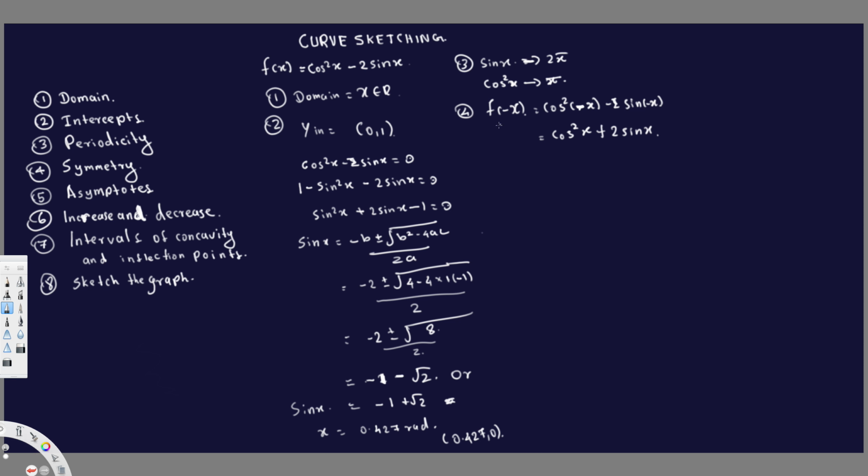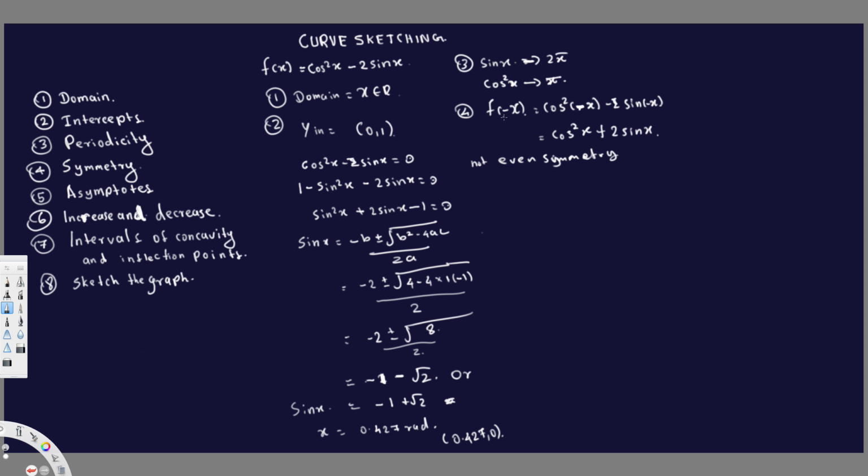Therefore, now we have to check whether it is equal to f of x, this value. So if you see, this is not equal to this one because this is minus, this is plus. Therefore, this is not even symmetry.